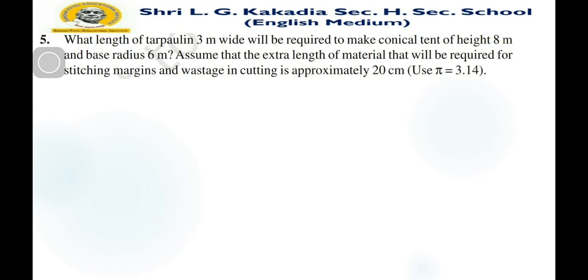Example number 5. What length of tarpaulin 3 meter wide will be required to make a conical tent of height 3 meter and base radius 6 meter? Assume that the extra length of material that will be required for stitching, margins and wastage in cutting is approximately 20 centimeter.